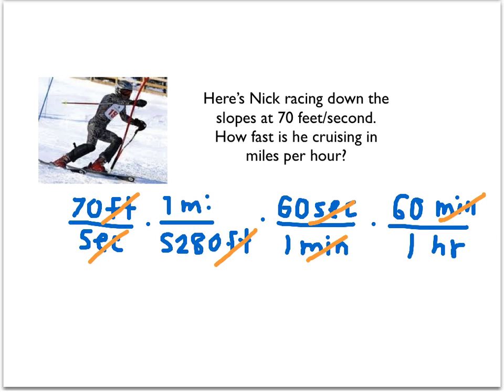That's what I want. And so then I'll just multiply those across and then I'll be able to divide, and then I'll get my answer. And I think when you do this, this will end up to be about, whoops, let me get my pen here, about 47 miles per hour.